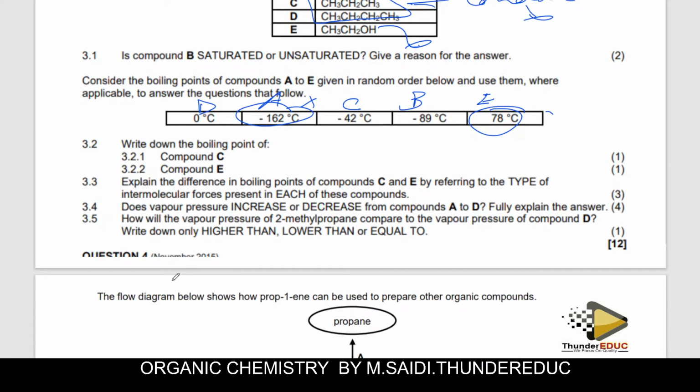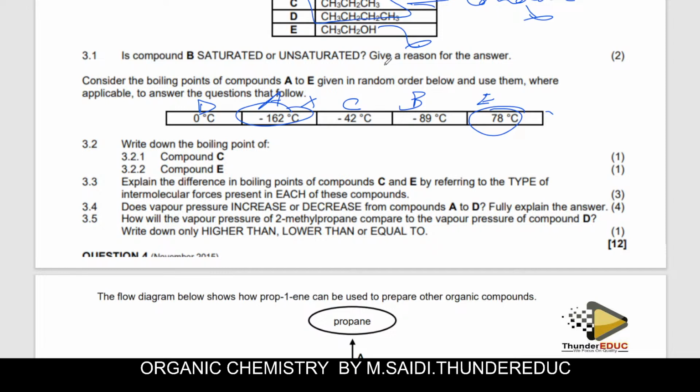How will the vapor pressure of compound 2-methylpropane compare to the vapor pressure of D? 2-methylpropane. How will the vapor pressure be? It will be higher than or lower than that of D? How will the vapor pressure of 2-methylpropane compare to the vapor pressure of compound D?